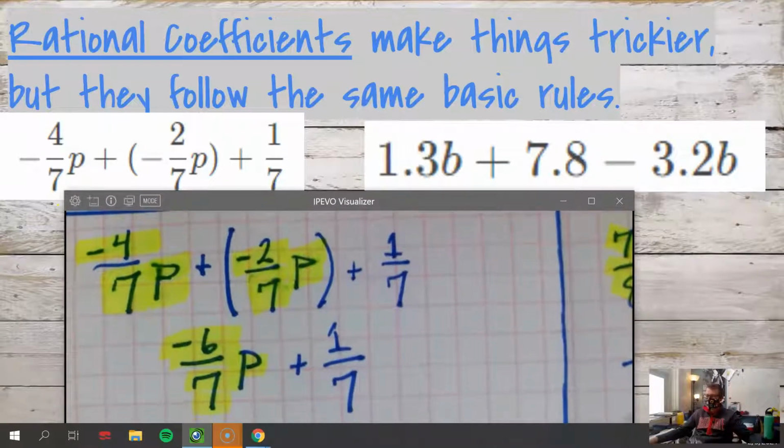So they get along in their bad guy efforts, and they are -6/7.